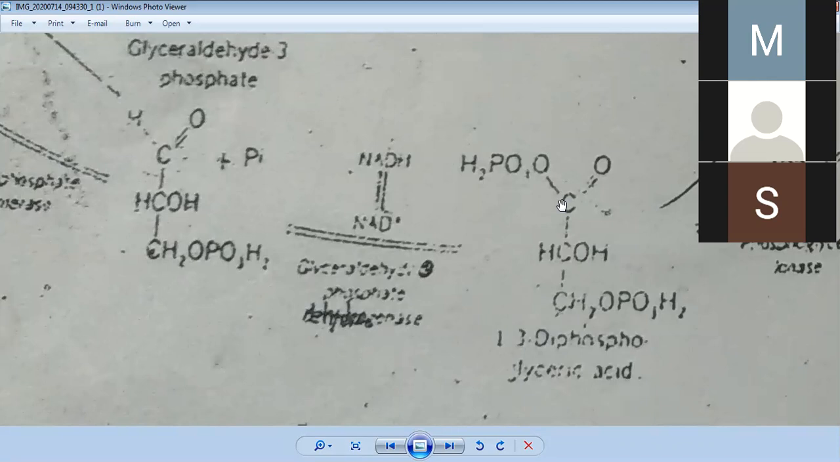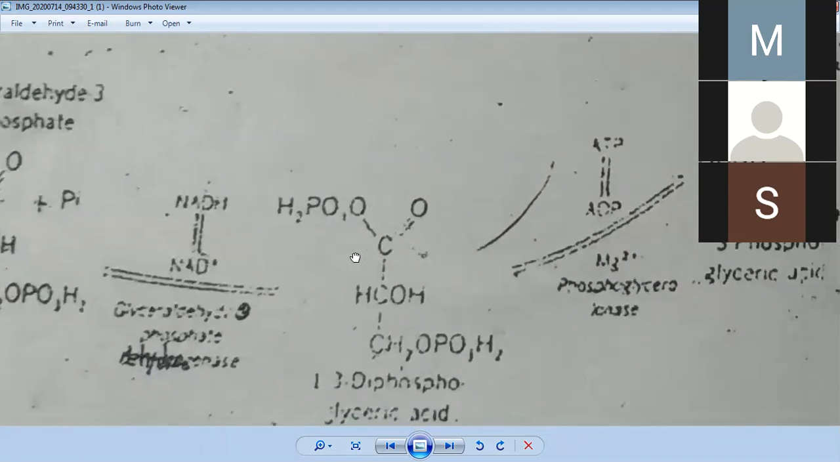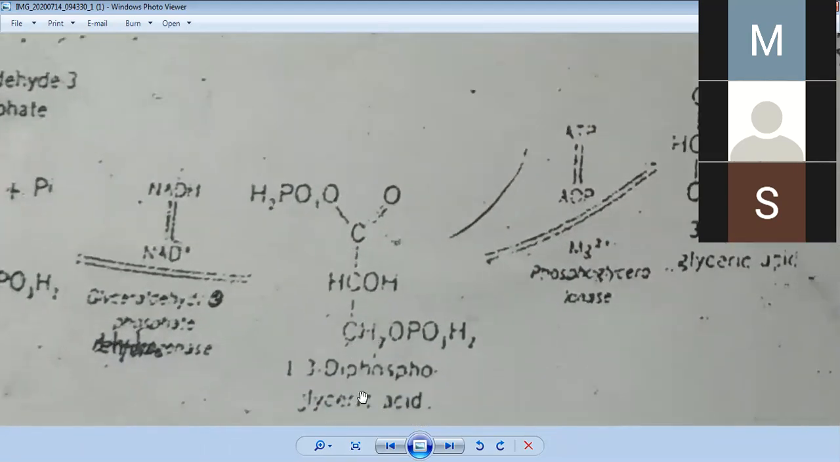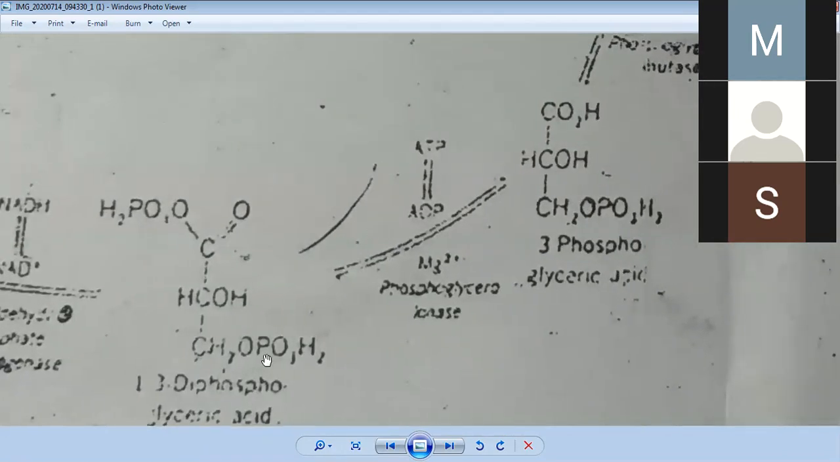Okay. So is it clear? I think so. These are three importance of this reaction. The next, number 6 reaction, you can see. This is 1,3-diphosphoglyceric acid. Okay. And this 1,3-diphosphoglyceric acid will be converted into 3-phosphoglyceric acid. And here one ATP will be produced. So what will be the name of the enzyme?